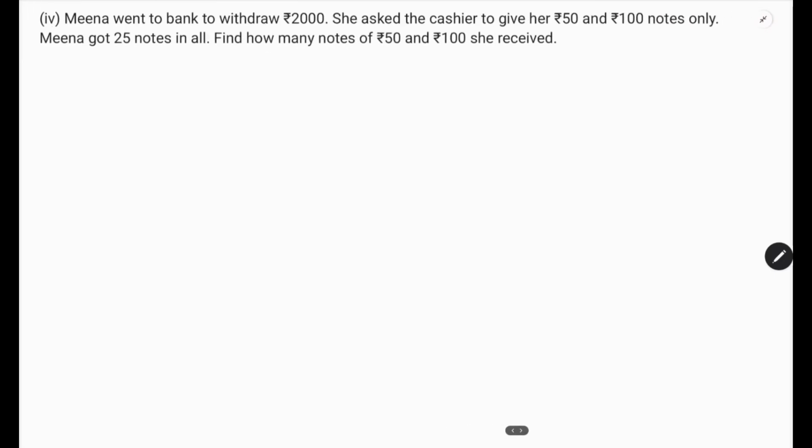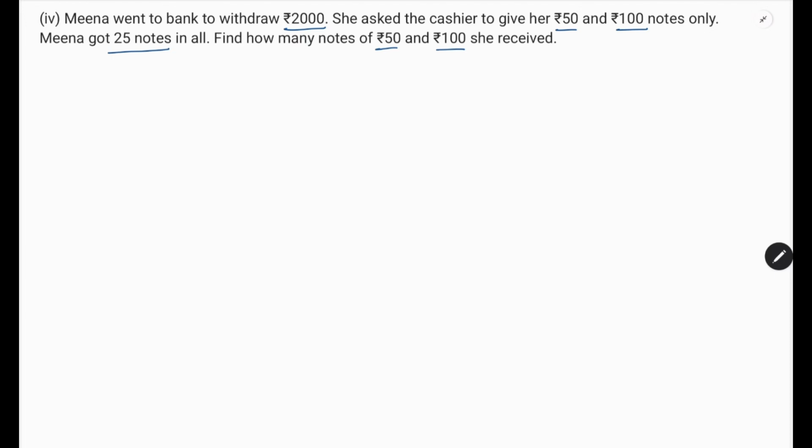Next one. See, Meena went to a bank to withdraw 2000. She withdrew 2000 and she asked the cashier to give her 50 rupee and 100 rupee notes only. Okay. Meena got 25 notes in all. Find how many notes of 50 rupees and 100 rupees she received.